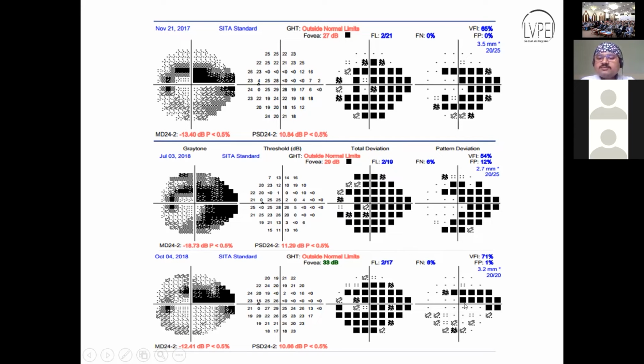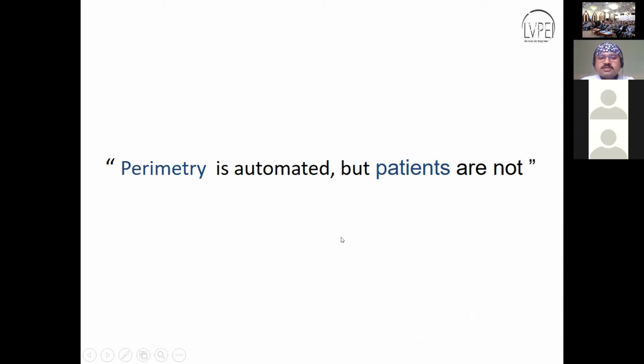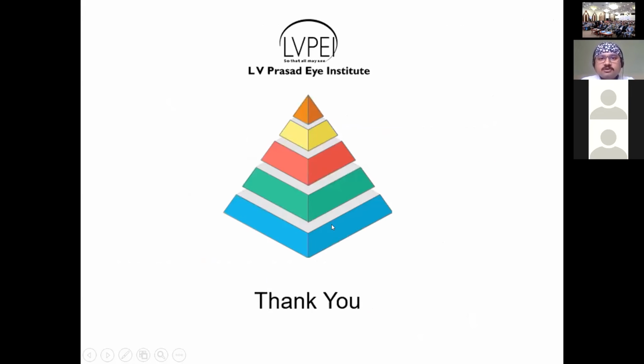This again shows how important it is for the doctor as well as the perimetrist to give information to the patient. The key point is that the doctor and optometrist should explain the importance of the visual field to the patient, and the perimetrist should play a very critical role in the success of the visual field. At last, I would conclude this session by saying that perimetry is automated, but patients are not. So anybody who is performing the test should give a human touch to the patient so that they can perform the test better. Thank you.